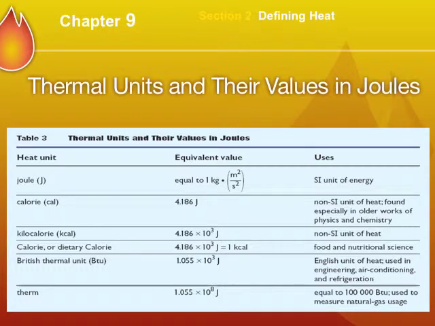BTUs are used with air conditioning and heat. It is a Brit unit, British thermal unit, but it's still around and it's still looked at. So now you know how many joules that are.